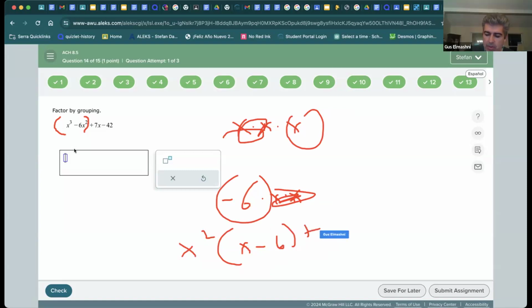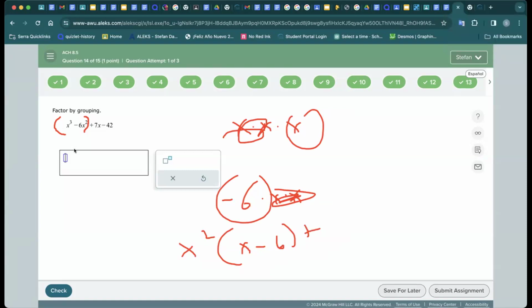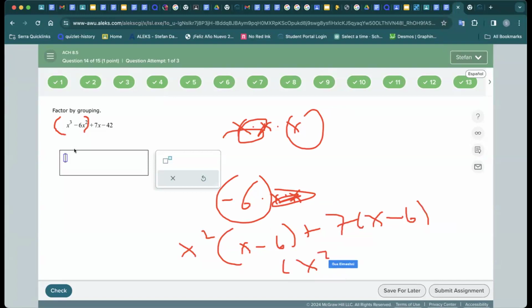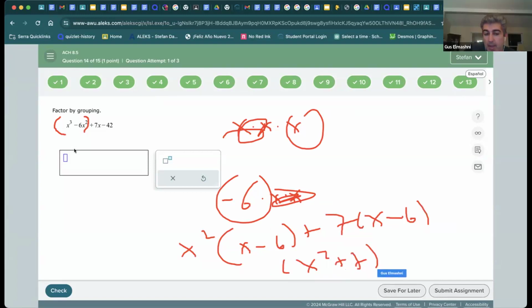Okay, 7x -42. What do they have in common? 7. Right, take it out. You have x -6 again. Yep, x -6. So you have x squared plus 7, right? Okay, I can't keep doing this for you. You got to do it.